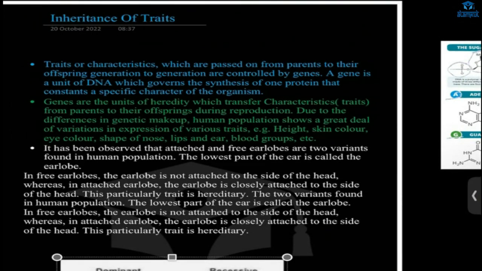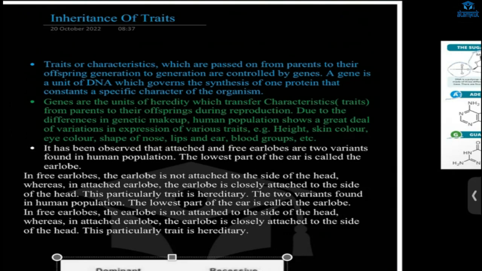Now, inheritance, how is this variation happening, how are the characters inherited? Because of DNA. Yes, because of DNA. What is DNA made up of? It's made up of chromosomes. No. Inside chromosome, we have DNA. DNA is the condensed form of chromosome.